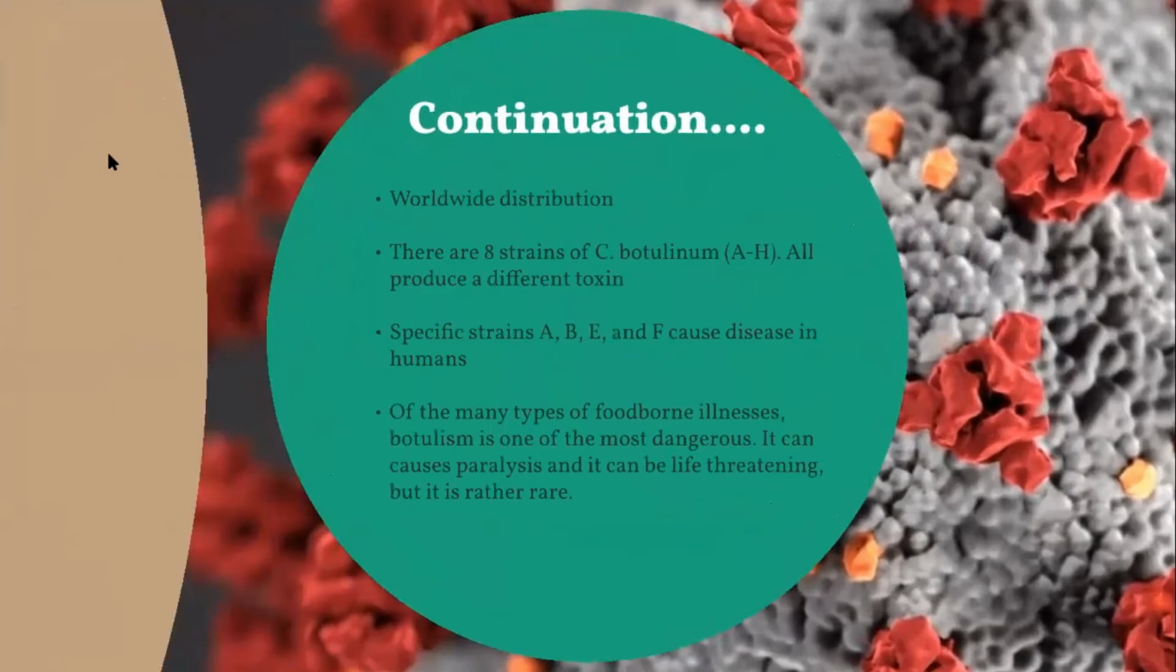Botulism is worldwide and widespread. There are 8 strains of Clostridium botulinum, from A to H, and they all produce a different toxin. But only strains A, B, E, and F cause disease in humans, and some of these strains cause disease in mammals. Of the many types of foodborne illnesses, botulism is one of the most dangerous. It causes paralysis and it can be life-threatening, but it is rather rare.